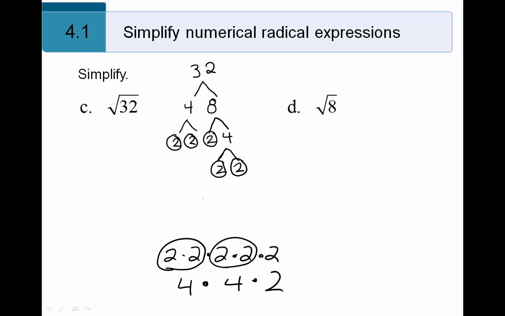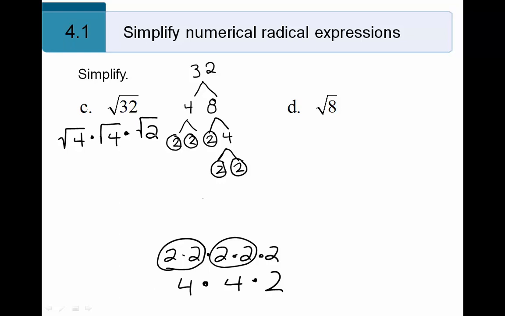Okay, so 4 multiplied by 4 multiplied by 2 is 32. That's how I'm going to rewrite radical 32. I'm going to rewrite it as radical 4 multiplied by radical 4 multiplied by radical 2, using that multiplication property of radicals.